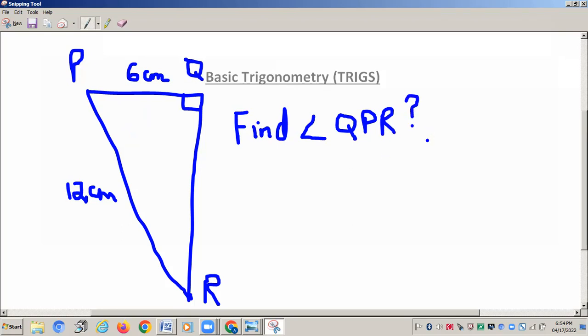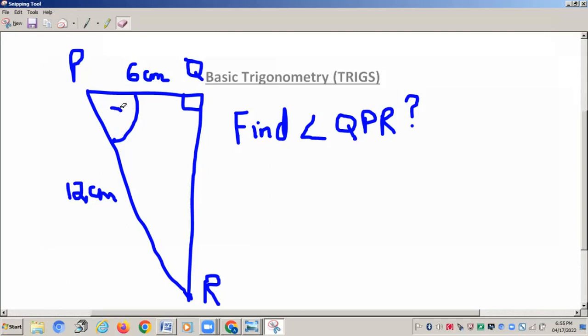So that's the question. Find angle QPR. By the way, where's angle QPR? Is it at A or is it at B? It's at P, sir. I'm going to say A or B. B. Yeah, you're correct. All right, so you have to be careful. You have to know where it is.